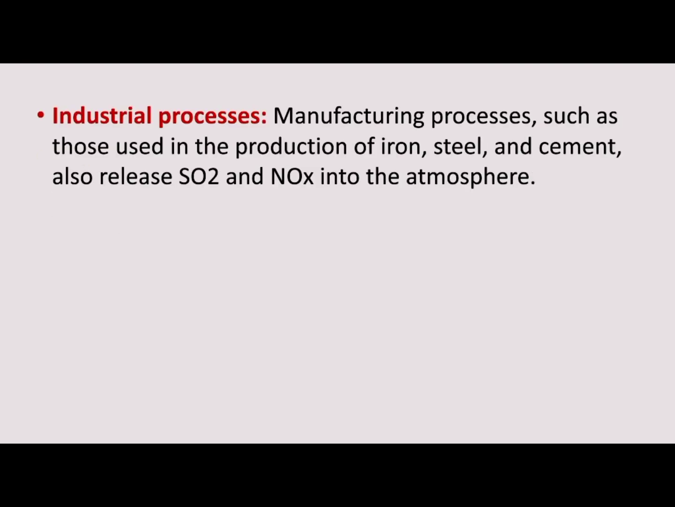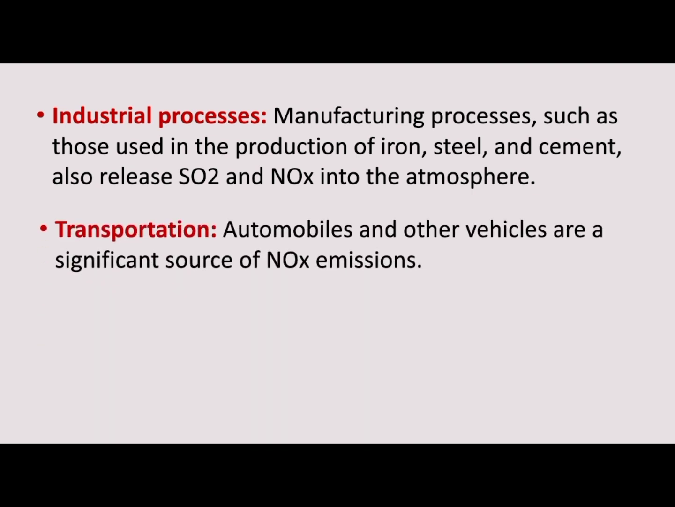Next cause of acid rain is industrial processes. How can industrial processes cause acid rain? Manufacturing processes such as those used in the production of iron, steel and cement also release sulfur dioxide and nitrogen oxide into the atmosphere. So it can also cause acid rain. Those are sources that produce oxides that can cause acid rain.